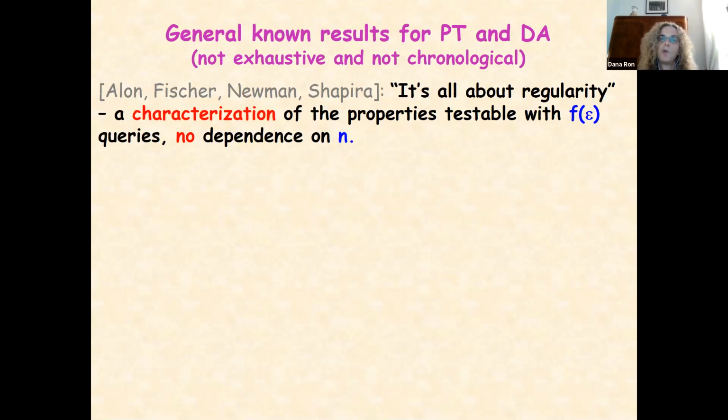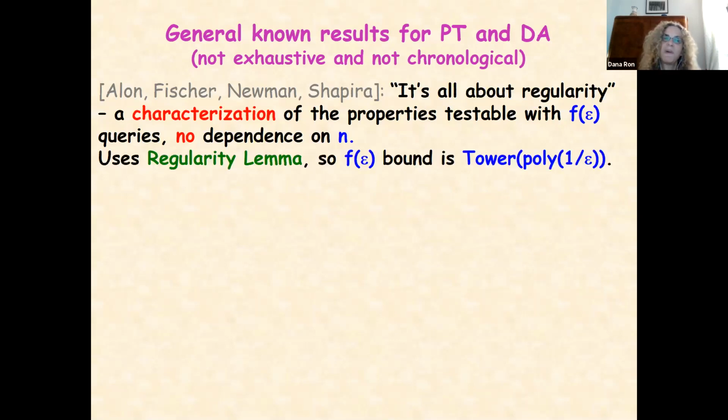So the point here is there's no dependence on the size of the graph, and it's only a function of f of epsilon. I won't talk about this characterization in detail. It's non-trivial, but what I'll say is that it uses the regularity lemma. So it's very general. It characterizes both directions. But because it uses the regularity lemma, this function f of epsilon, again, only depends on epsilon, but it's pretty high. It's a tower of height polynomial.